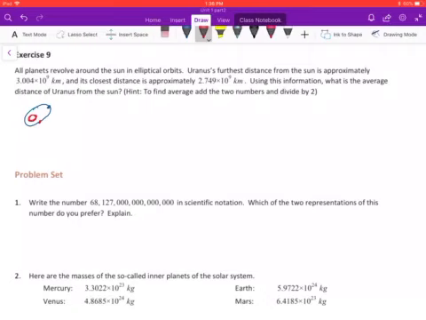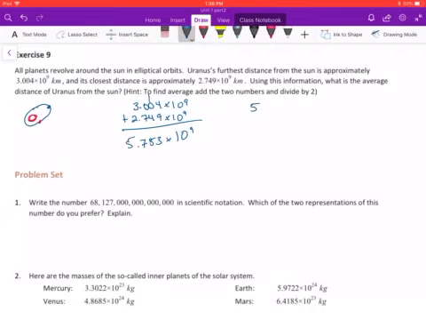Using the information, what is the average distance? To find average, I'm going to add up the two distances. And then I'll divide it by 2. Luckily, it's the same power of 10. I don't have to do any converting. And now it's just straight up addition. 5.783 times 10 to the 9th. And then I'm going to divide by 2 because I have 2 data points.